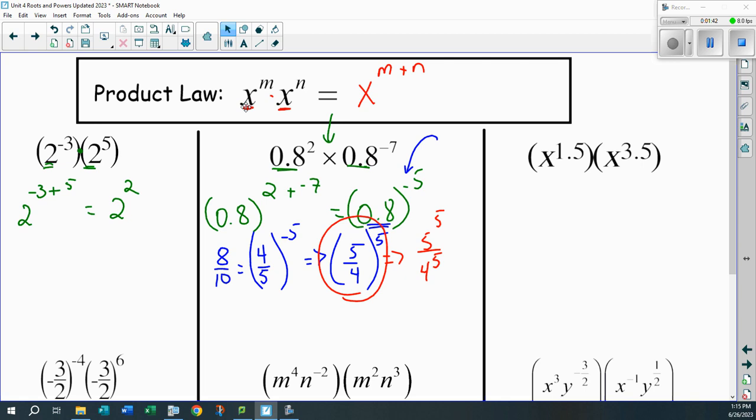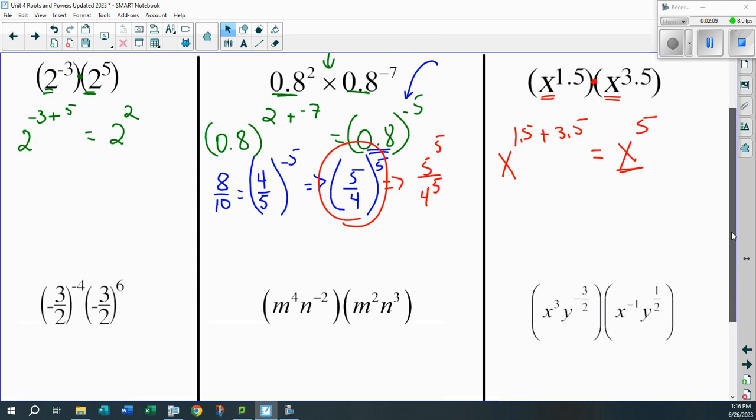Okay, next one. Take a look at this next question. Are the bases the same? Yeah, they're both x. So x to the 1.5 plus 3.5. You're multiplying, right? Right there's multiplication. Okay, add these together. So this will be x to the 5. Look at that. 3.5 and 1.5 is 5. x to the 5. You're done. Next question. See how it works? Real super simple.